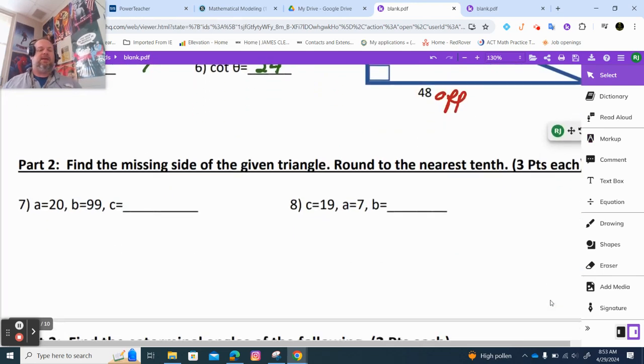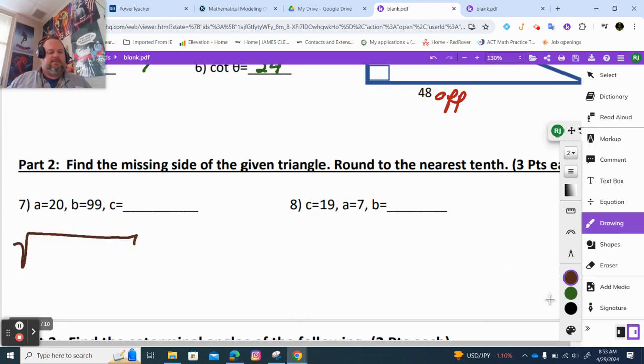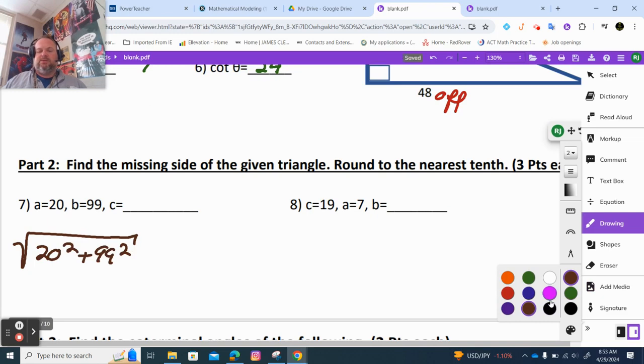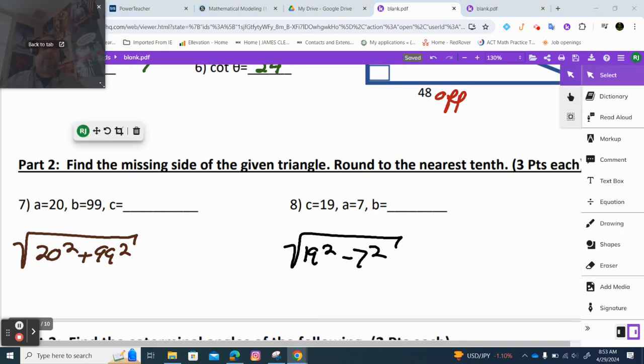All right. What I've been telling y'all is that this stuff won't change its setup. This is going to be adding. So 20 squared plus 99 squared. This one is going to be subtracting, 19 squared minus 7 squared. How do you put that in the calculator? That is a good question.